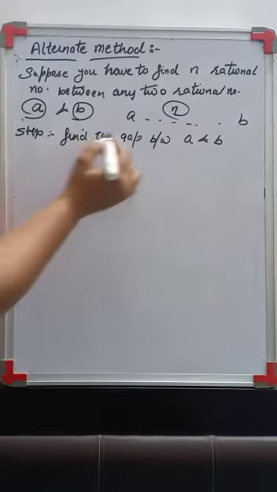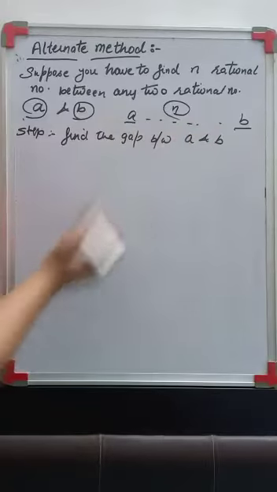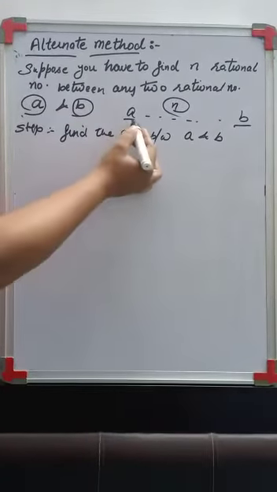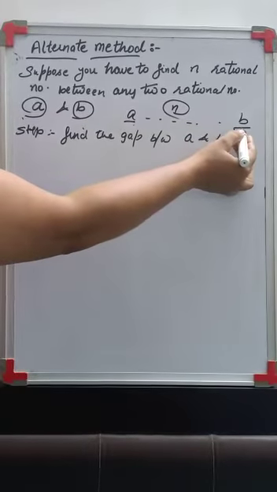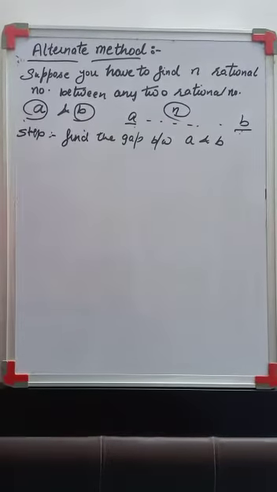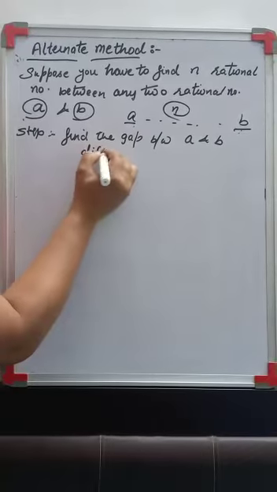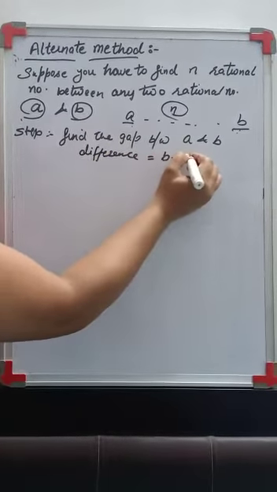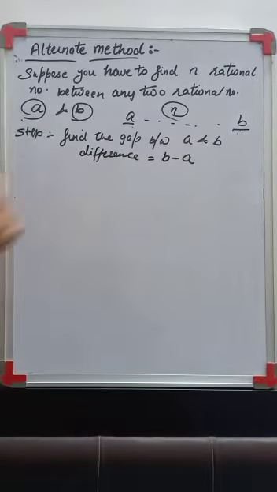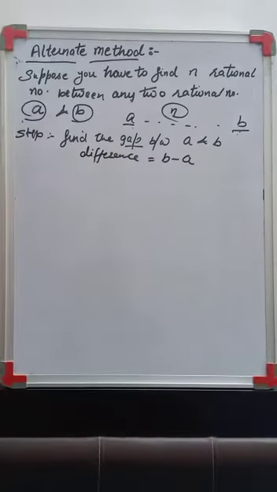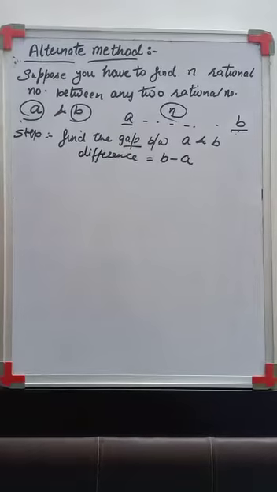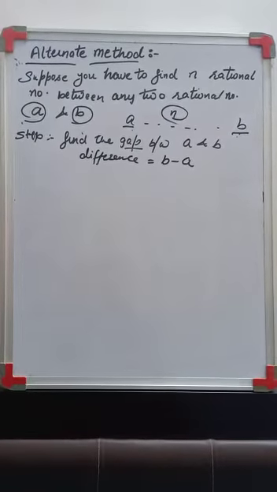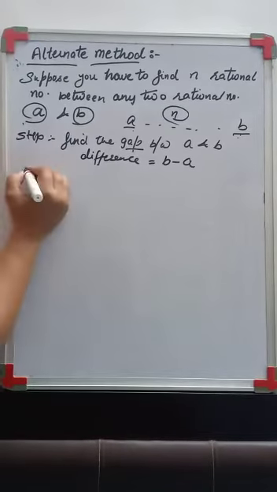That means the first thing you need to find, two numbers are there, right? You need to find which one is greater, either A is greater or B is greater. For example, over here I am taking B is greater. So the difference will be B minus A. That means the gap means you need to subtract both the numbers, and the subtraction must be greater minus the smaller one. So this is our first step.